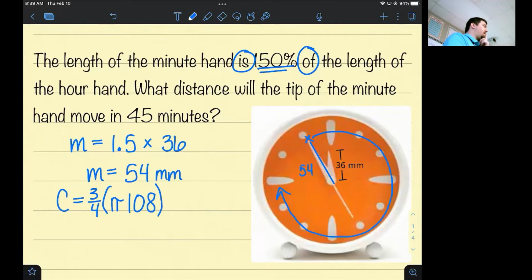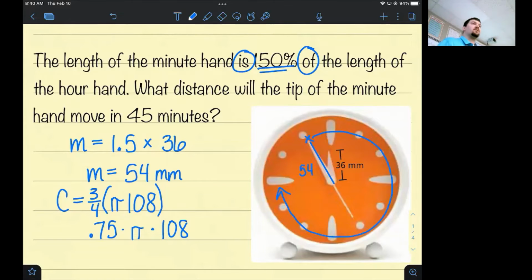What, by the way, what decimal is that? Maddie? It's 0.75. It's 75%, right? So I'm going to take 0.75 times pi times 108, and I can do that all in one step. I could just times those three numbers together. Why don't you do that for me? Andrea, tell us what you get when you're done with that.